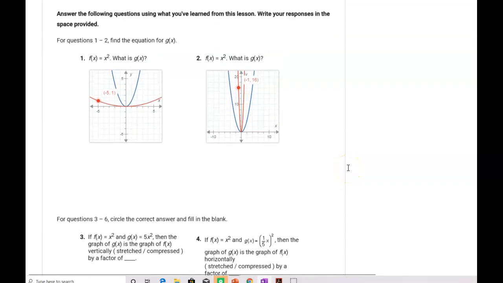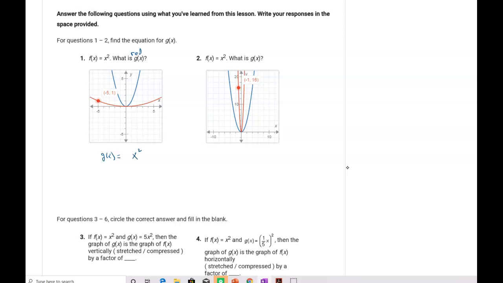So let's look at the checkup here. What is g of x? G of x is the red graph. So right away we know our vertex is at 0, 0. So we know right away it didn't translate. So it's just something x squared. So we have to figure out what we're multiplying by here.